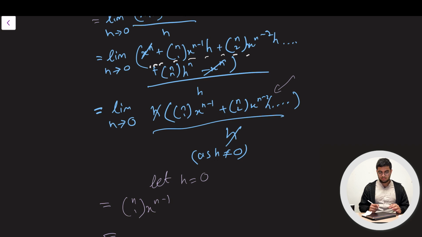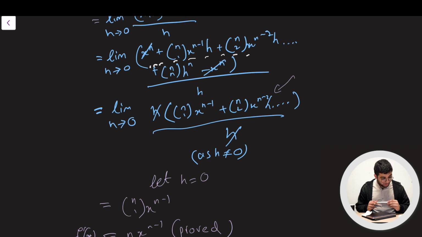And we know that n choose 1 is just n. n take 1. Okay? I almost made the same mistake again. Anyway, there we go. We have proved our conjecture, that we were correct, and the derivative of x to the n is in fact nx to the n take 1. Great.